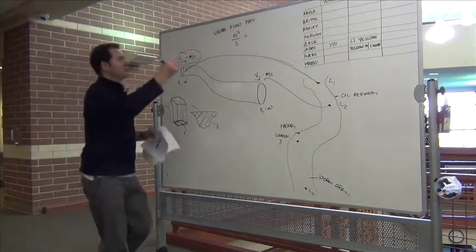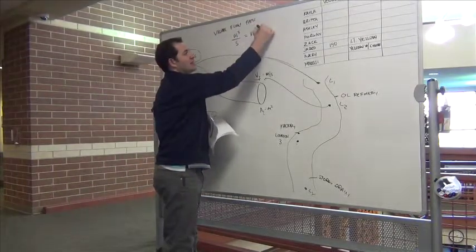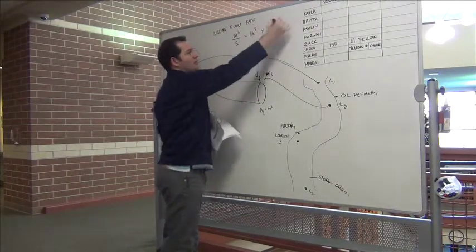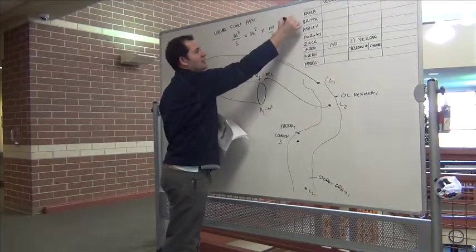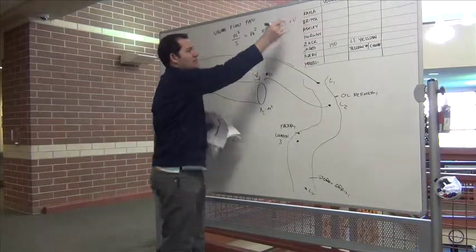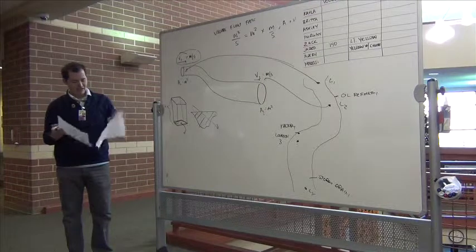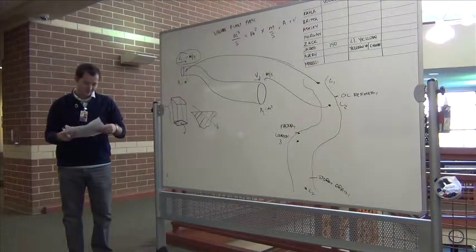Multiplication, right? So if we take meters squared times meters per second, we would get meters cubed per second, or our area times our velocity, okay? So let's take a look at a quick example.